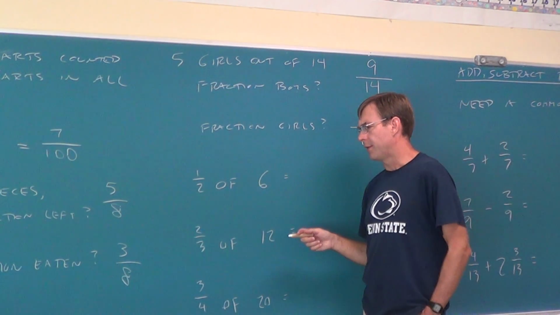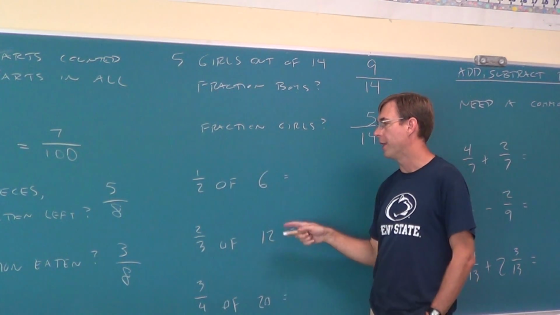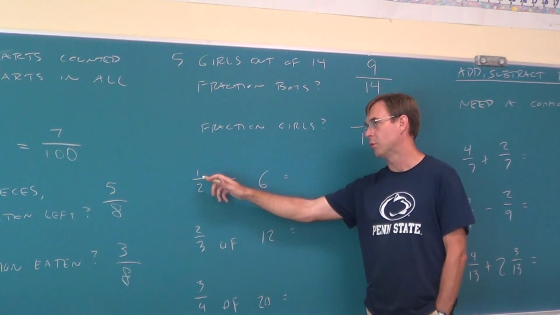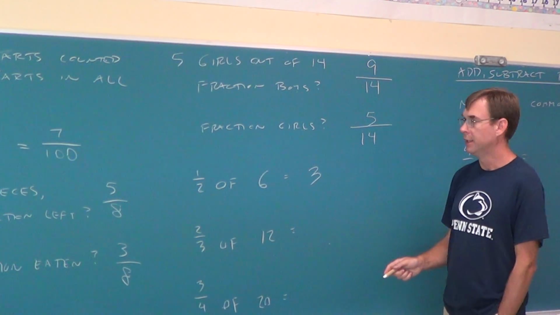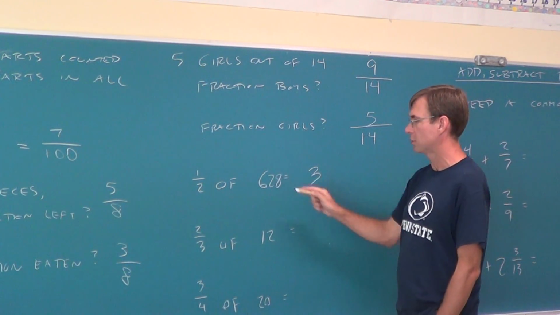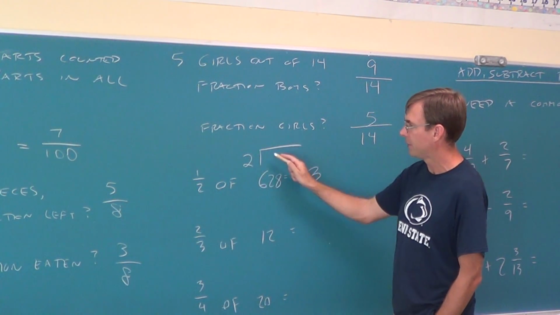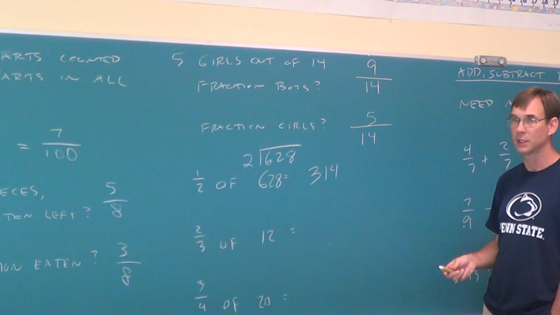The last question on that quiz we used to do, this 7-point quiz with the parts counted and parts in all and all that stuff, I used to ask you always to do a math problem like this. Okay? If it was half of something, this we could come up with 3. If I gave you a bigger number, like half of 628, we were always looking to divide the bottom into the 628. In that case, that would be 314.